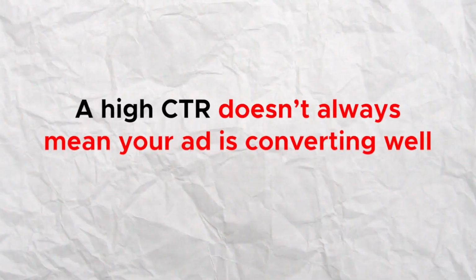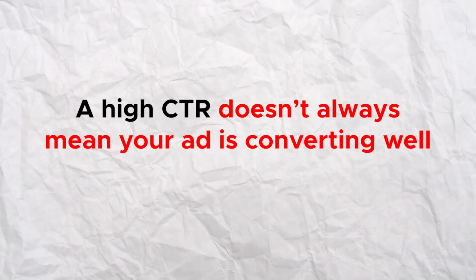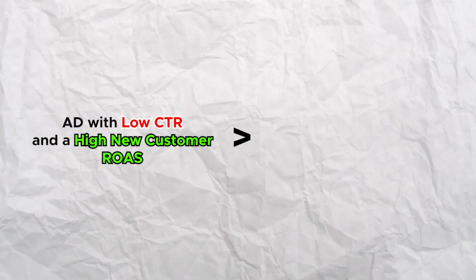Now, it's obviously great to talk about all of these metrics, but I want to make sure that you get this one thing right. To look at all these metrics like CTR, your hook rate, your hold rate, your new customer ROAS, you need to make sure that you're also looking at the data objectively. A high CTR doesn't always mean your ad is converting well. So you want to make sure that you're also looking at your conversion data.